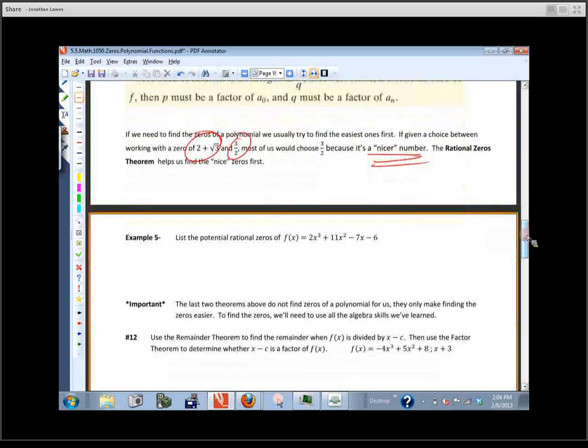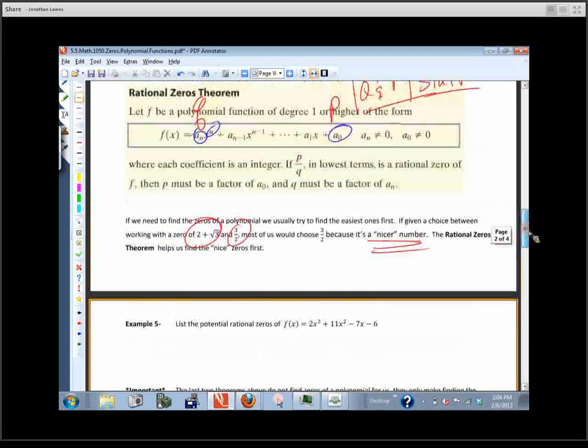Example 5. So go ahead and flip it over. All you have to do on this one is list the potential rational zeros. So if there are any nice zeros to this particular polynomial, I'd like you to tell me what they are. What are the possibilities? This number right here is, you're right, it is 2. Very good. It's a Q. And the one on the end is P. So Q is 2 and P is 6.